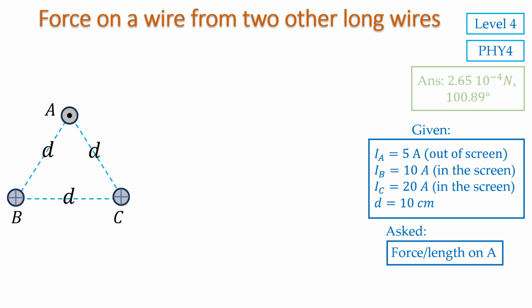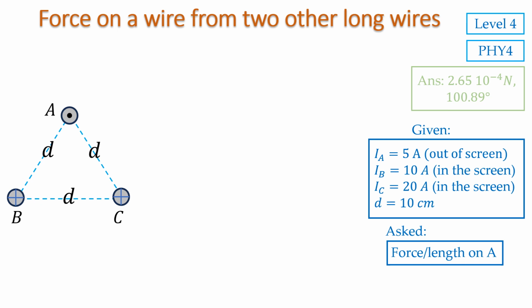Here we have three long wires A, B and C shown as cross-section which is coming out of screen. The wire B and C has current going into the screen and the wire A has current coming out of the screen. We are asked to find the force per unit length on the wire A from the other two wires.